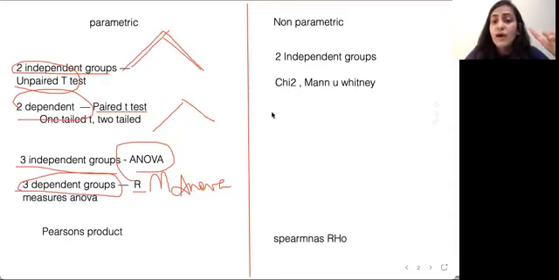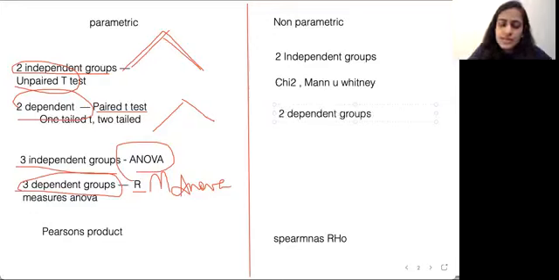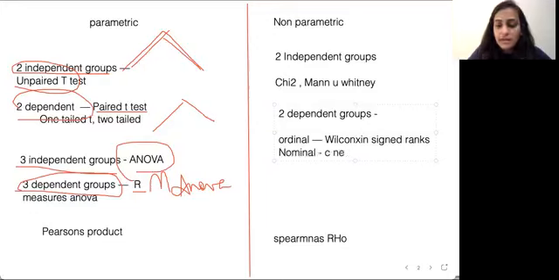Now if you have 2 dependent groups, then which one do you use? This one is not commonly heard, but if it's ordinal data, then you're going to use your Wilcoxon signed ranks test. For nominal, it's going to be McNemar. If you don't remember the McNemar one, it's okay because I've never seen questions asking you about McNemar test, but Wilcoxon sign rank is something you want to remember.